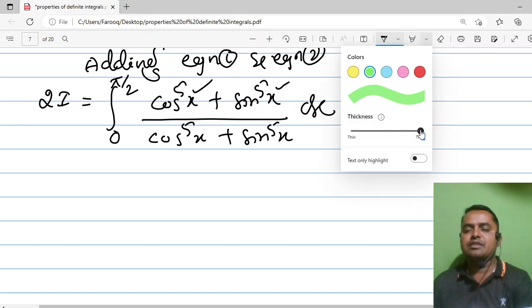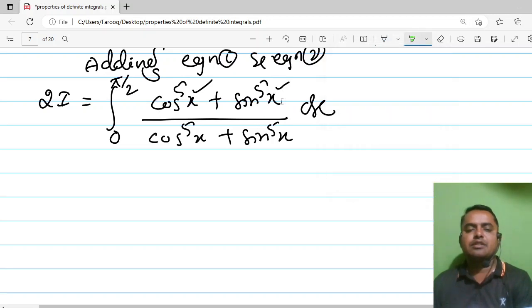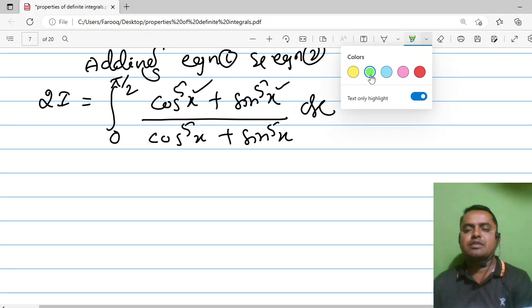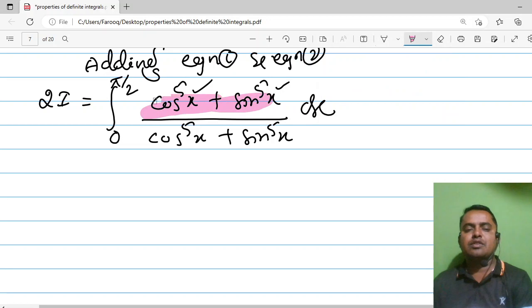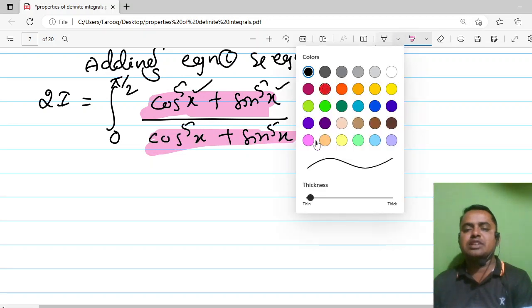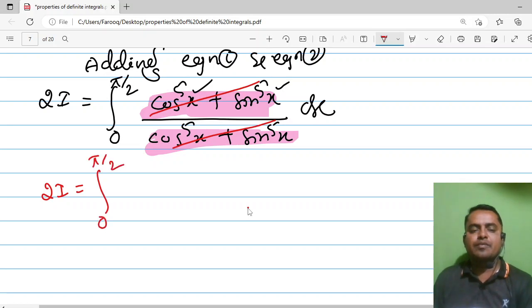The denominator is common here, the same, that is the LCM we can say. Now these two terms are going to be cancelled. This term and this term get cancelled. That is 2I is equal to the integral from 0 to 5 by 2 of dx.